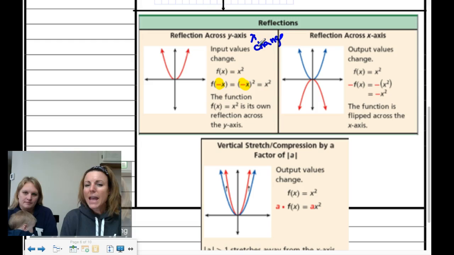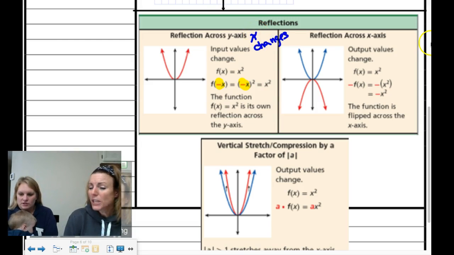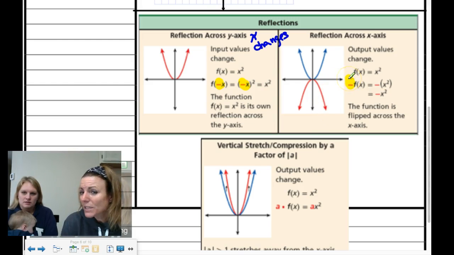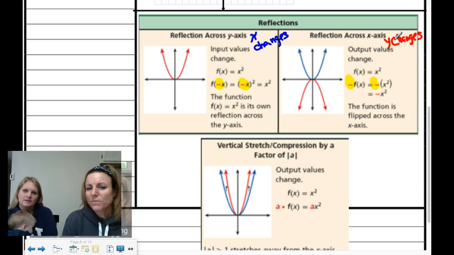Here we go. And then reflecting across the x-axis means the y changes. And that's why the negative is outside of the parentheses. So then we'll write y changes. All right. And then that's about it.